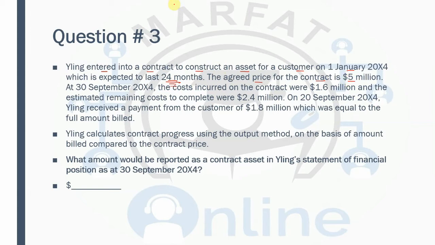Now, do you remember the steps? In step number one, we have to calculate whether the contract is making the profit or the loss. In step number two, we need to calculate the stage of completion. In step number three, we need to record the figures in the statement of profit or loss, which includes revenue, cost of sales, and profits. In step number four, we need a figure for statement of financial position, which is a contract asset or the liability. Now let's see what this question is demanding us.